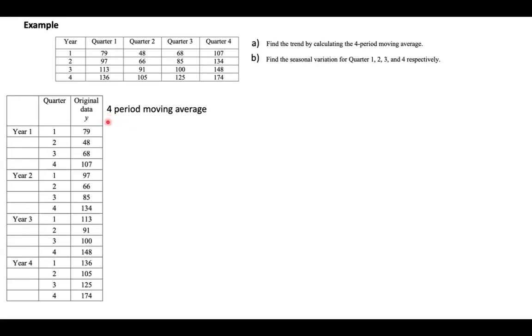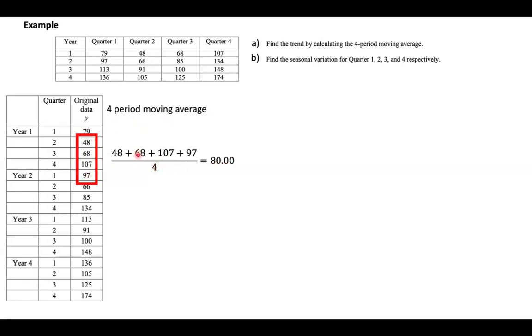Next, we're going to calculate the 4-period moving average. So the first one, we look at the first 4 numbers and add them up and divide it by 4 because we want the average. 79 plus 48 plus 68 plus 107 divided by 4, that would be 75.50. And for the next one, we move 1 down. So now it is 48, 68, 107, and then 97, divided by 4. And that would be 80.